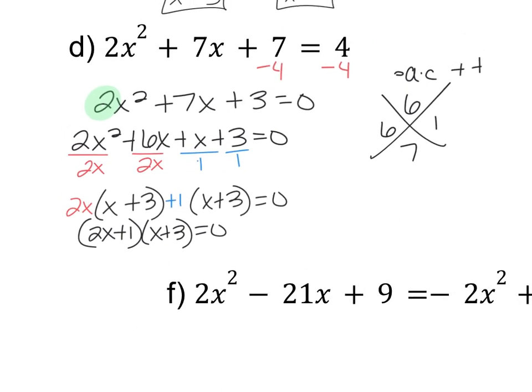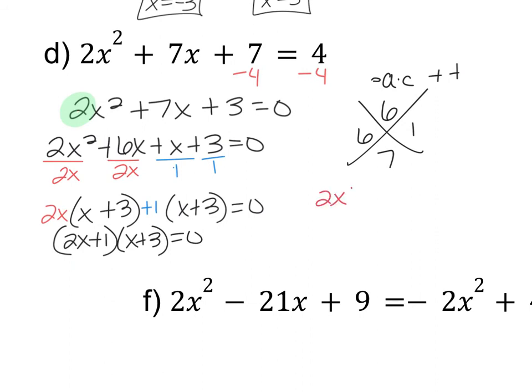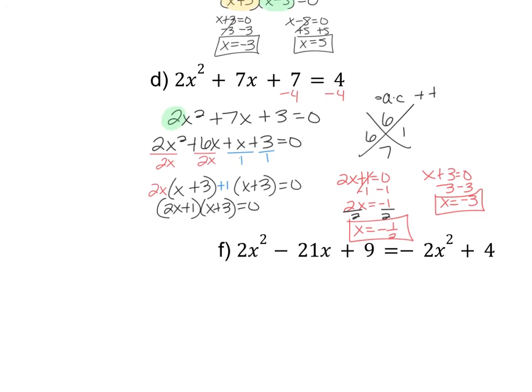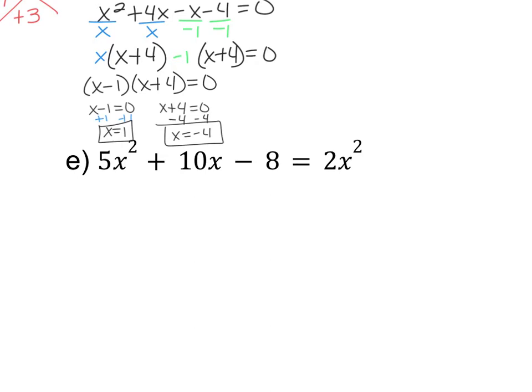Alrighty, now I'm going to set each piece equal to 0, so I'm going to have 2x plus 1 equals 0, and x plus 3 equals 0. I'm going to get the easier one out of the way first. So minus 3, x is negative 3. Okay, minus 1, now I have 2x equals negative 1. Divide by 2. So x is going to be not negative 2. It's okay to have a fraction. This is a fraction answer. Negative 1/2. So those are your two solutions.